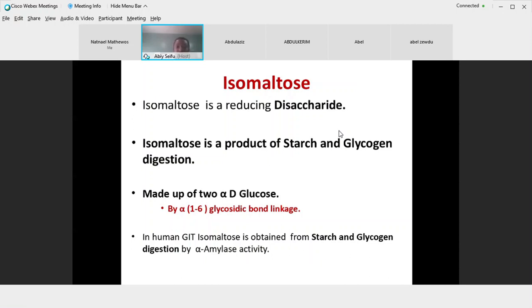And what makes isomaltose differ from that of maltose? In both cases, both of them are formed from two glucose molecules, but the linkage in isomaltose is alpha 1,6, whereas the linkage in maltose is alpha 1,4.